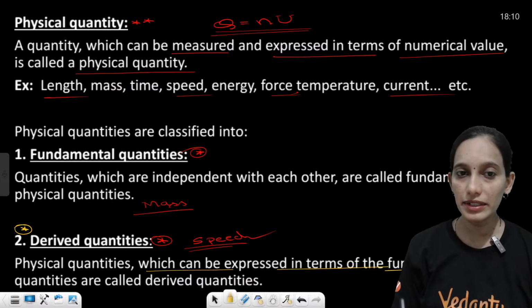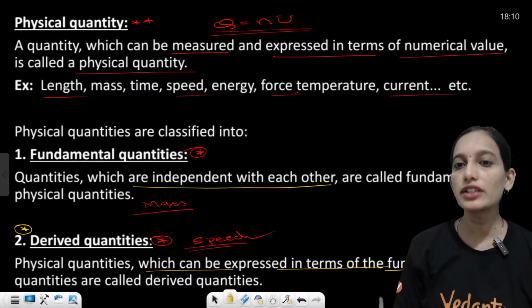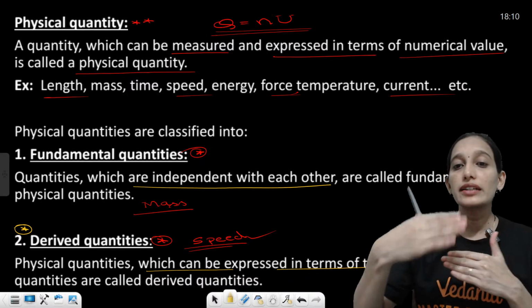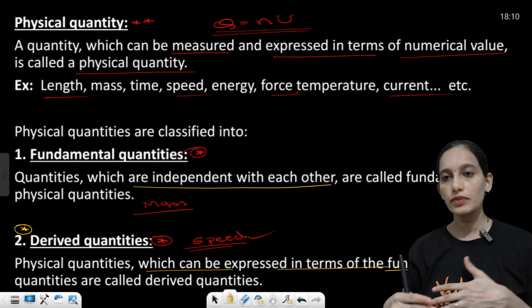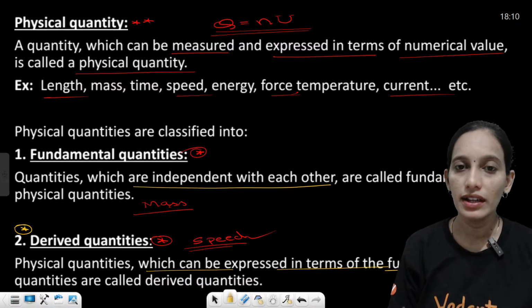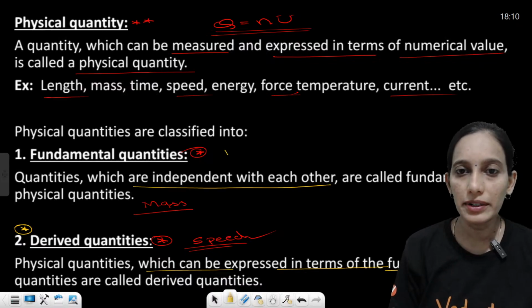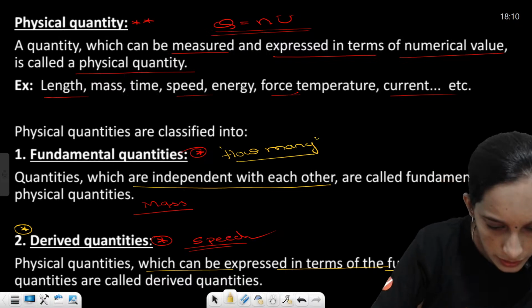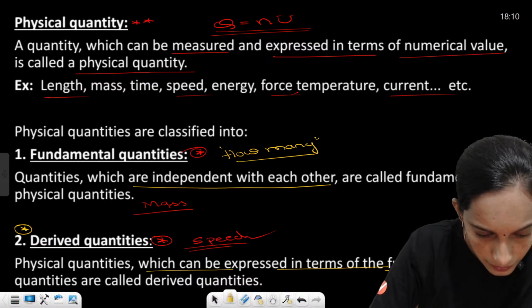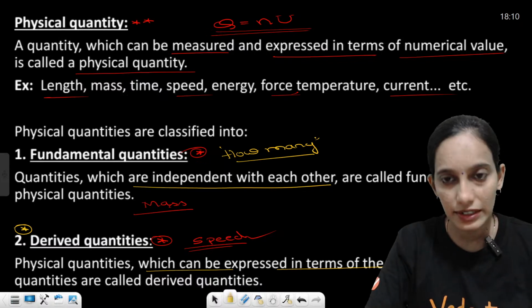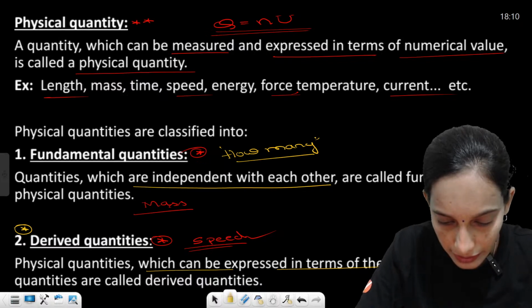And fundamental quantities are independent of each other. You cannot write one fundamental quantity in terms of another fundamental quantity, or any other quantity. So they are called fundamental quantities, and I hope you know how many fundamental quantities there are. Can someone respond? It's a very basic chapter, right? Yes, someone please respond. How many fundamental quantities are there?